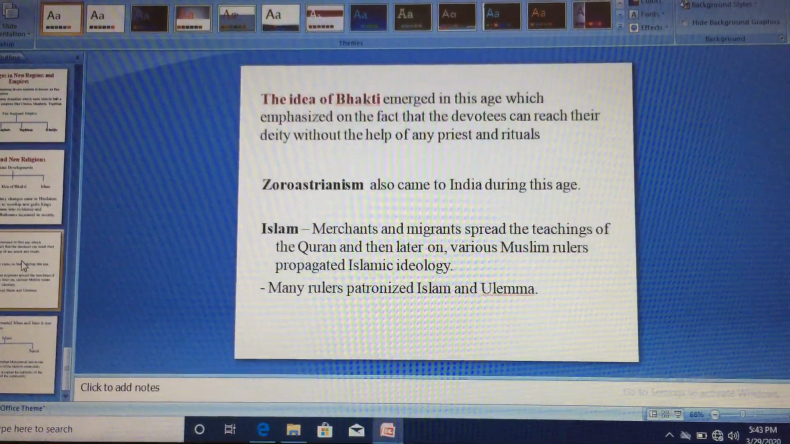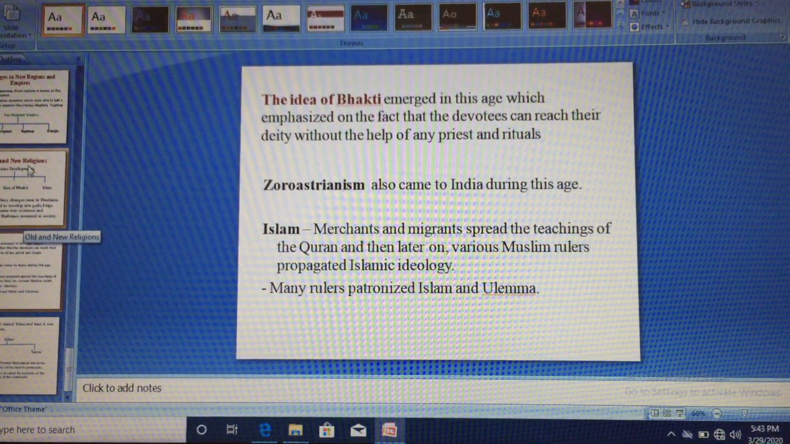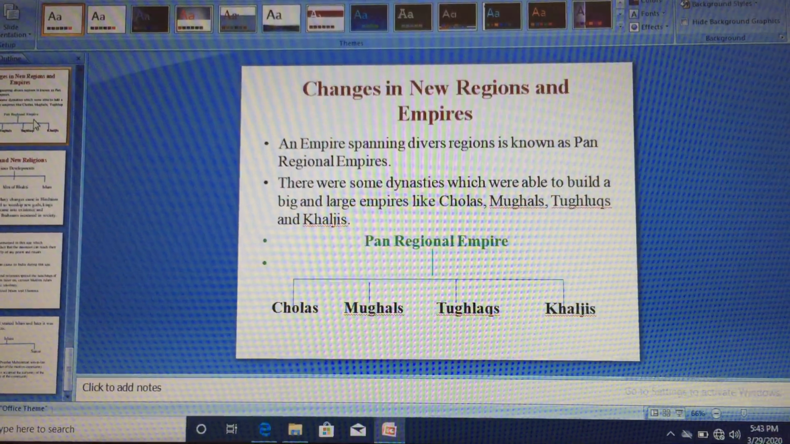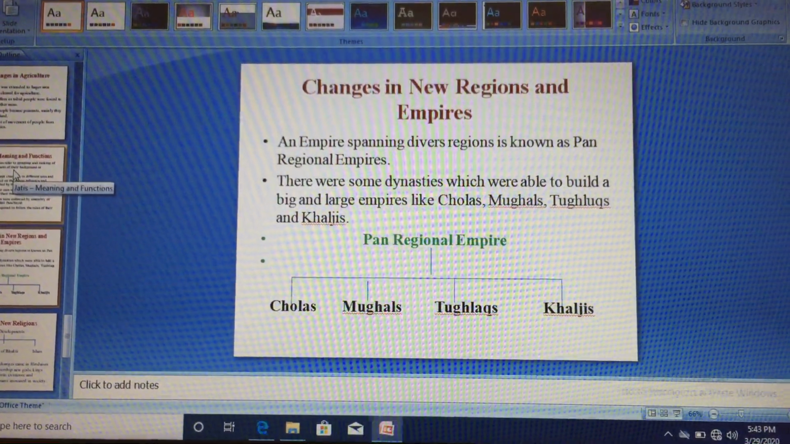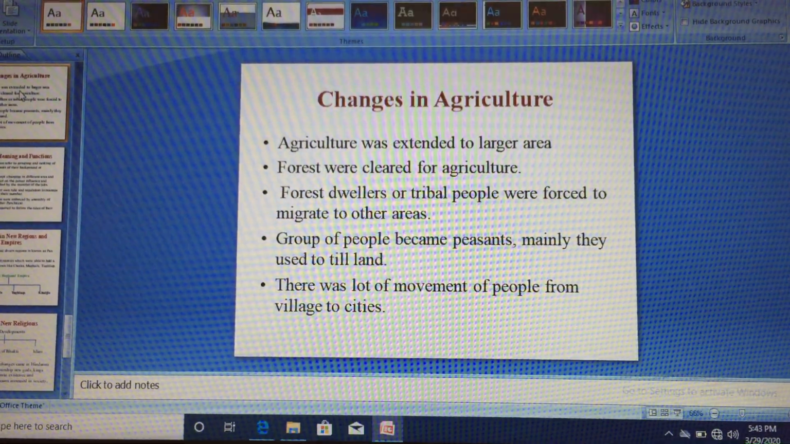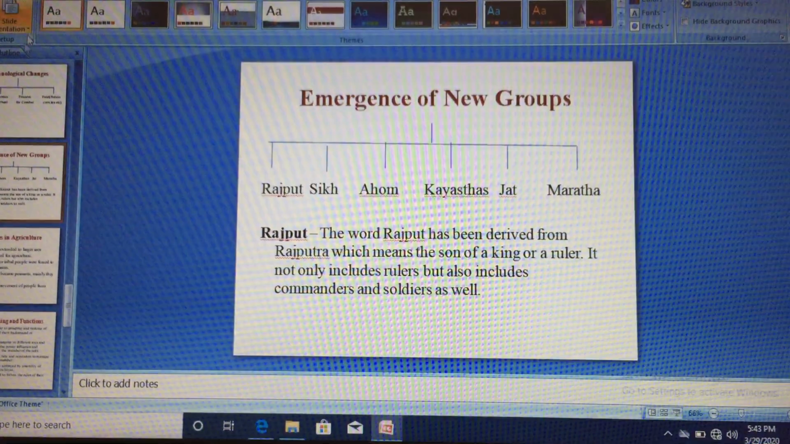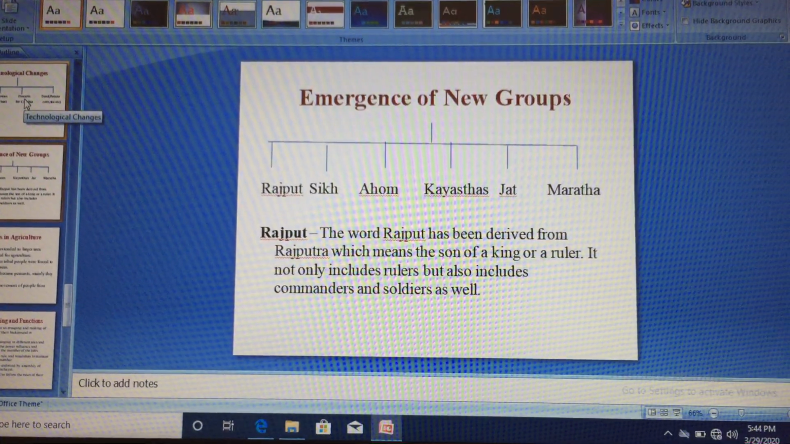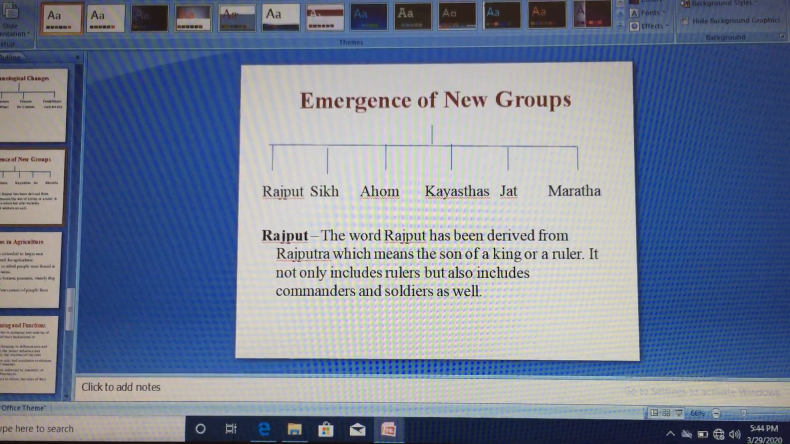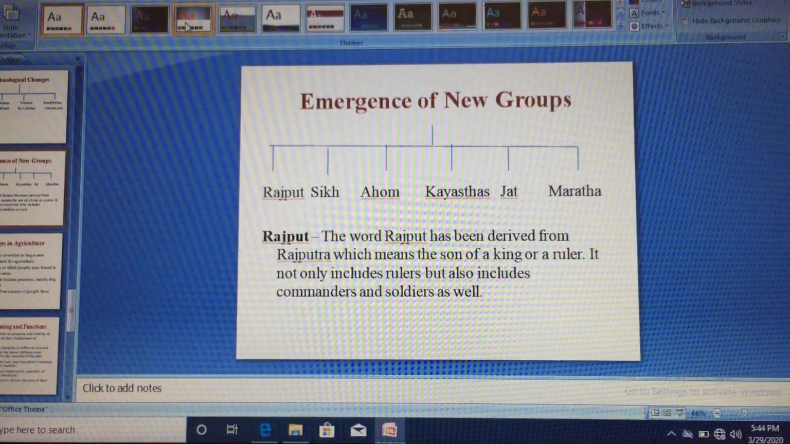Clear, children? Let's recap what we studied today. We studied changes in religion, the idea of bhakti, and Islam. Then we studied new empires, the pan-regional empires. We studied jatis today. We studied changes in agriculture. We studied the emergence of new groups, and we studied the technological changes. All these changes which happened in the medieval period we have studied. So with this we come to the end of this chapter.